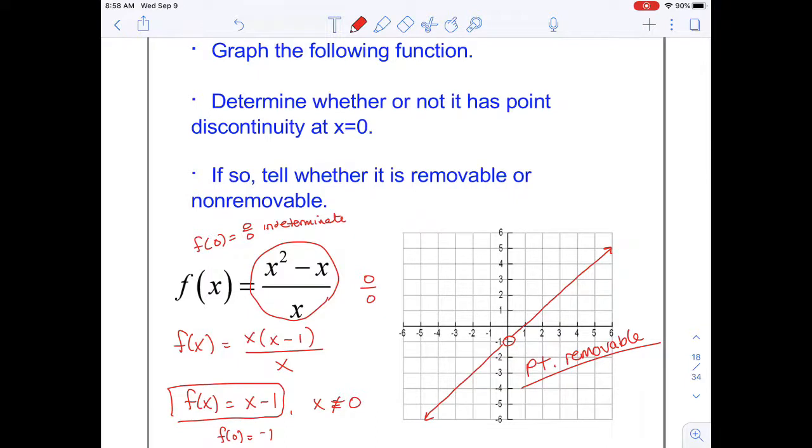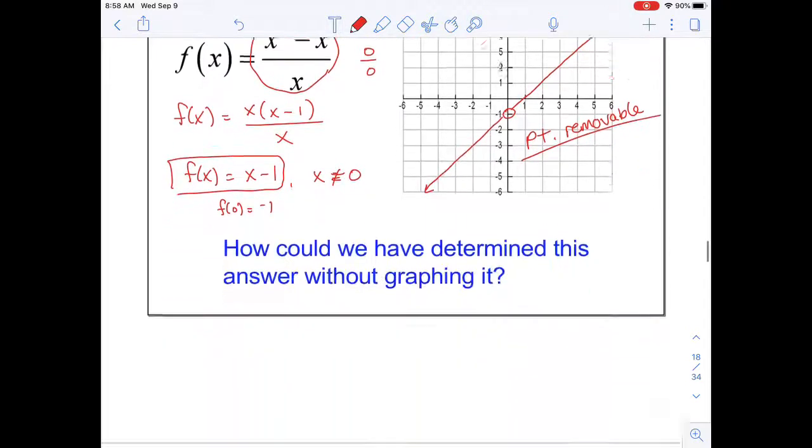And you could rewrite the function as a piecewise graph to remove the discontinuity. You could just say x squared minus x over x as long as x doesn't equal 0. But then when x does equal 0, you can say that it equals -1. And that fills in the hole, and I remove the discontinuity. But this is point removable discontinuity. That's when you have a hole in the graph.